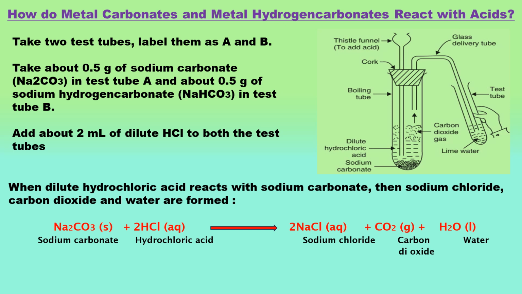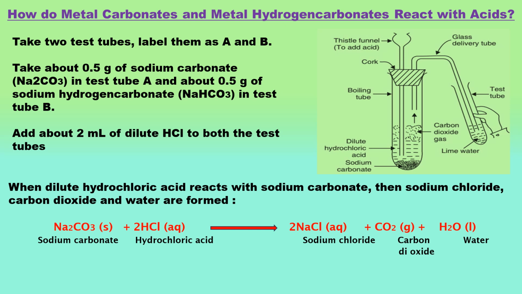Keep on passing carbon dioxide gas through milky lime water for some more time. The lime water becomes clear again. This shows that the white precipitate of calcium carbonate dissolves on passing excess of carbon dioxide gas. We can repeat this experiment by using sodium hydrogen carbonate in place of sodium carbonate. Again we will get carbon dioxide gas which will turn lime water milky. On passing excess of carbon dioxide, the milky lime water will become clear again.